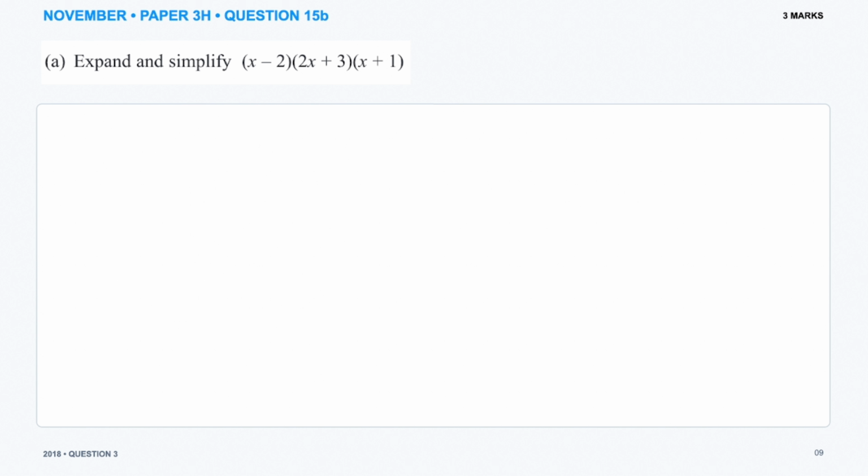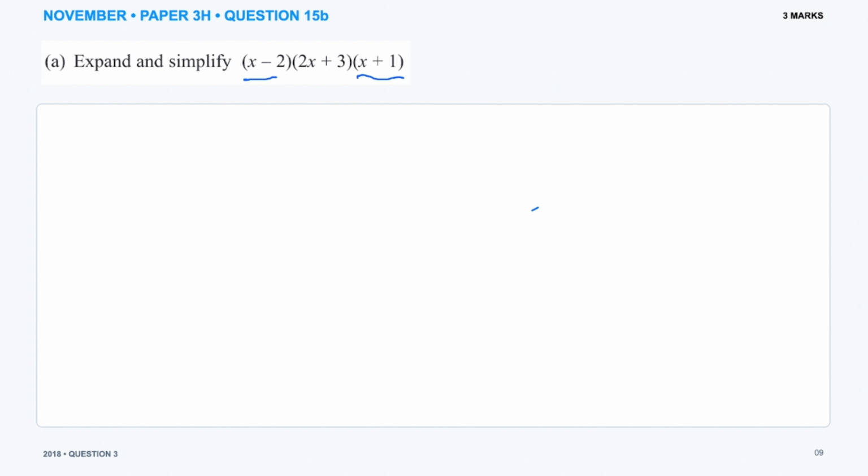For this question, we'll have to expand and simplify these 3 brackets. Is November paper 3 higher, question 15b. So the easiest way for us to do it is to start with the x terms that don't have a leading coefficient or a leading coefficient of 1, which is x minus 2 and x plus 1. As you can see, like this. So we're going to expand that first.